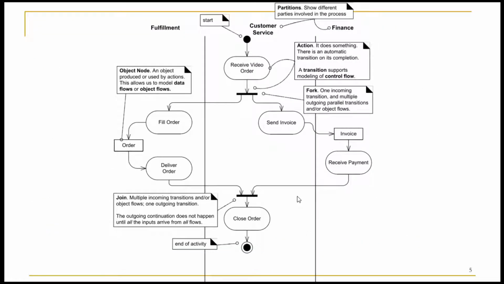This is one of the examples of activity diagrams where you can see the swim lanes. The left hand side, the right hand side, and the partition in the middle are three different swim lanes, and we are naming these three partitions differently. The one on the left hand side is named fulfillment, the middle one is customer service, and on the right hand side we have finance. This circle here represents the start of the diagram.